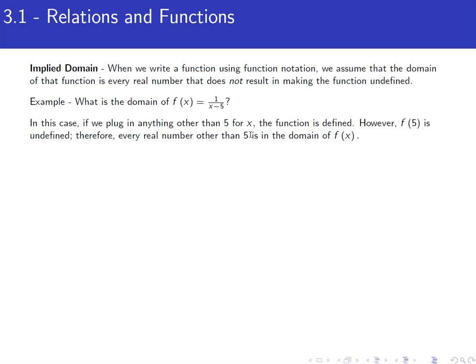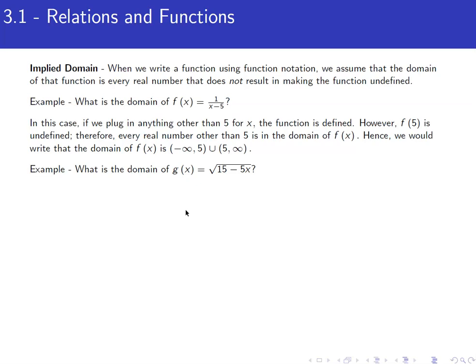So in words, our domain is every real number other than 5. If we want to write this in interval notation, we would go from negative infinity up to 5, union 5 to infinity. Notice we have rounded brackets and not square brackets here because we definitely do not want 5 included. And remember, infinity is not a real number, so we never put a bracket on the infinity.